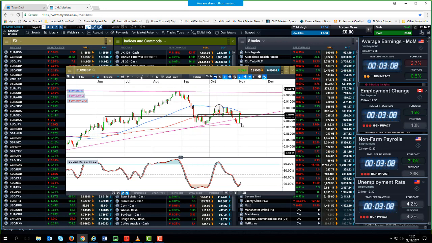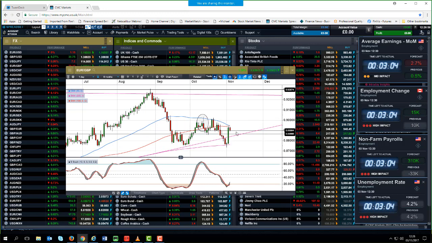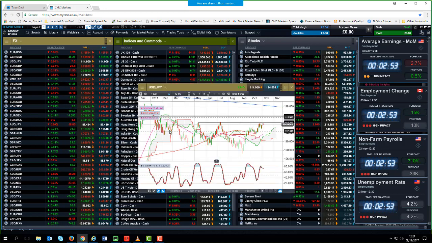We did find very, very decent support at the 200-day moving average as well. So we're getting a little bit of sterling strength, which is helping to support the cable as well. Let's look at dollar yen, because dollar yen is going to be very key. A good solid dollar number should see us move back to 114.40. That is a huge number.